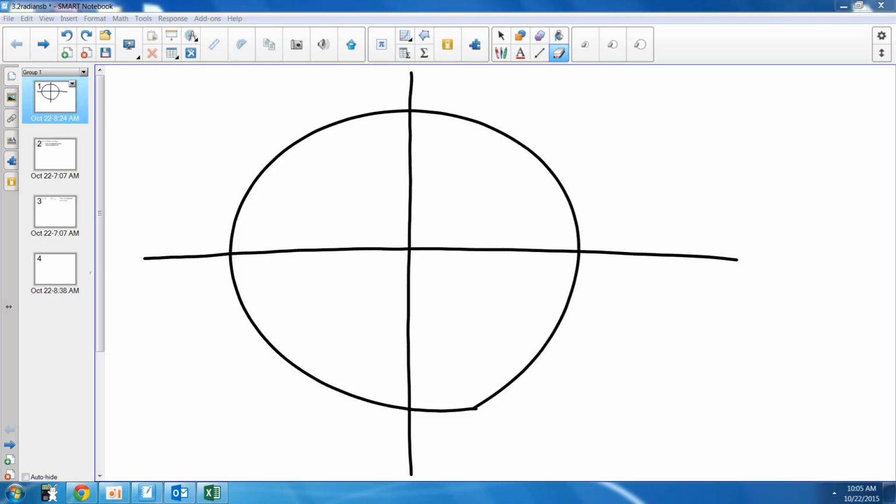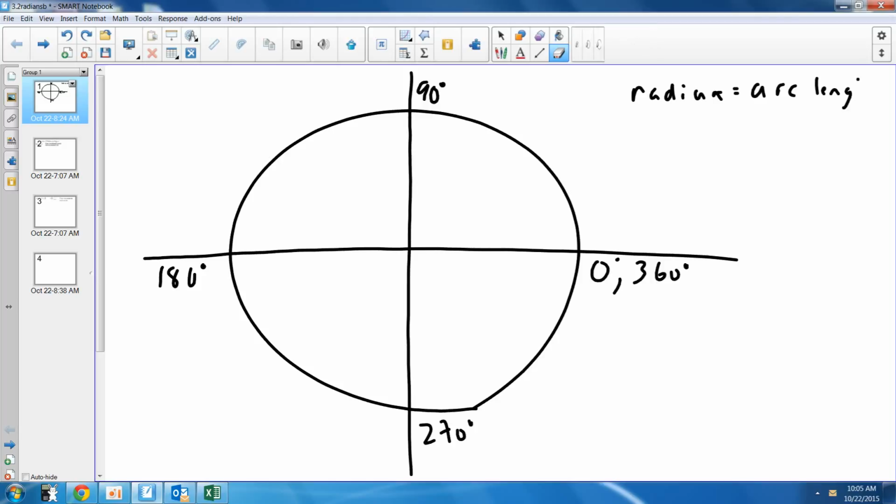All right, so we have this particular drawing, and we're looking at degrees and radians as a review. First, I'm going to draw in the degrees. And then I'm going to look at the radians. We're going to remember the definition of a radian. The radian is equal to the arc length divided by the radius.